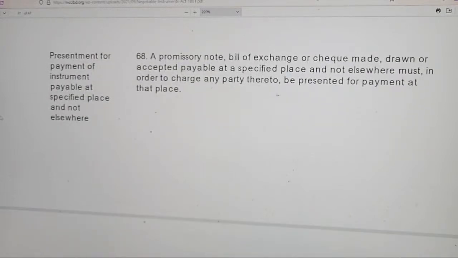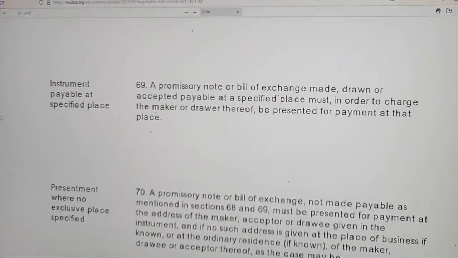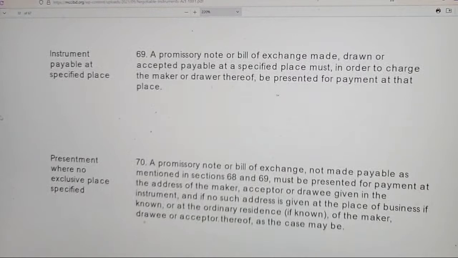Presentment for payment of instrument payable at specified place and not elsewhere. The promissory note, bill of exchange, or check made, drawn, or accepted payable at a specified place and not elsewhere must, in order to charge any party thereto, be presented for payment at that place. Instrument payable at specified place. A promissory note or bill of exchange made, drawn, or accepted payable at a specified place must, in order to charge the maker or drawer thereof, be presented for payment at that place.